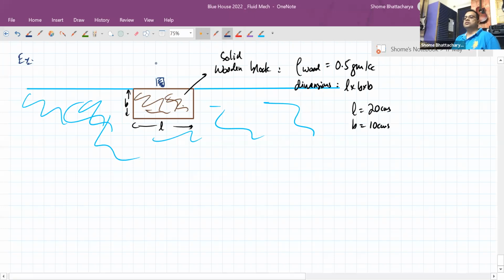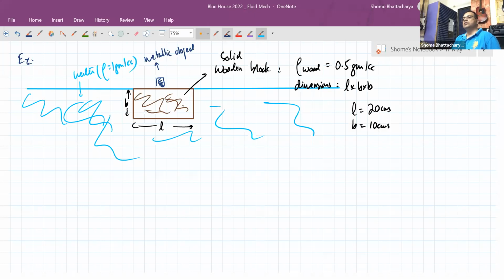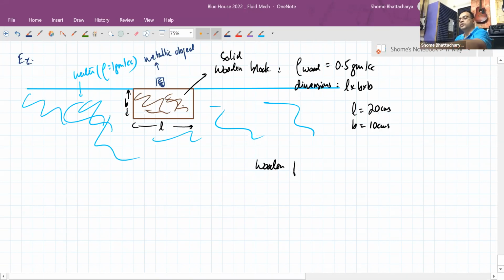Now this is a metallic object, and of course it's floating in water which has density 1 gram per cc. So the wooden block loaded with the metallic object on top is just about floating.